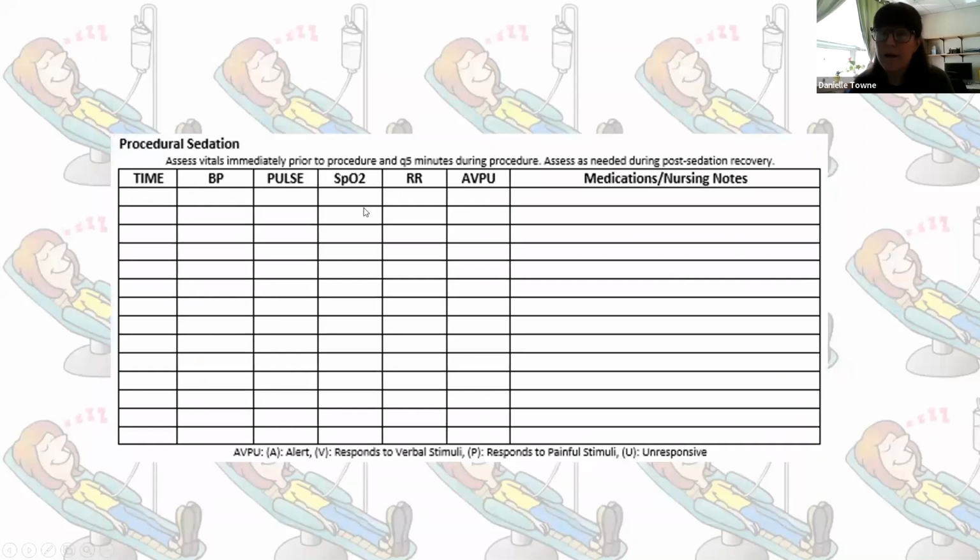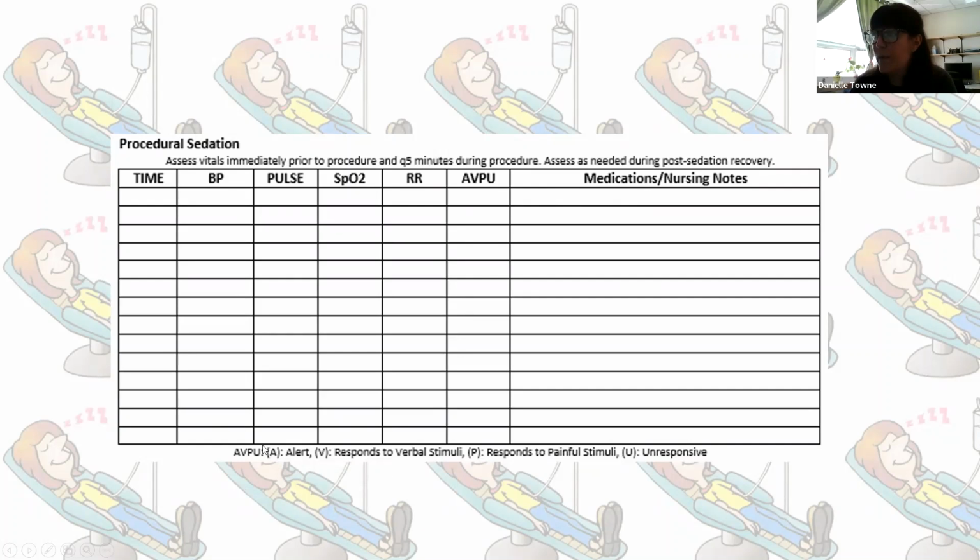Then the bottom part of that page includes the vital sign portion. So you can easily document the blood pressure, pulse, SpO2, respiratory rate, and your AVPU of the patient, and then any other medications and nursing notes that you may give. So you could document roughly here what time something was given, if you gave a fluid bolus, if you applied oxygen, any of those things. And then just as a reminder, AVPU stands for alert, verbal, painful, and unresponsive. And it's kind of your quick and easy way to assess your patient's sedation level.